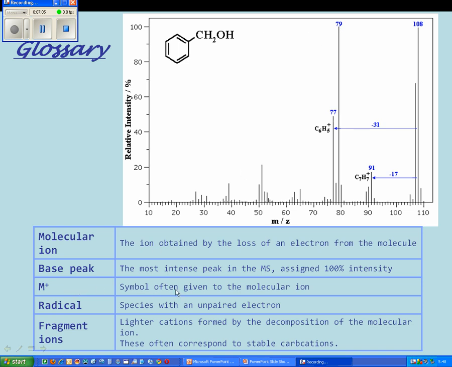M plus is a symbol that we often use for the molecular ion. The radical is a species with an unpaired electron, and that is very often the fragment that's left behind in the ionization chamber. The fragment ions are the cations that form as a result of the breakdown or decomposition of the molecular ion due to electron bombardment. These correspond to stable carbocations.